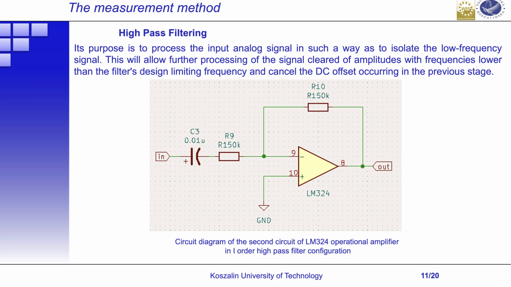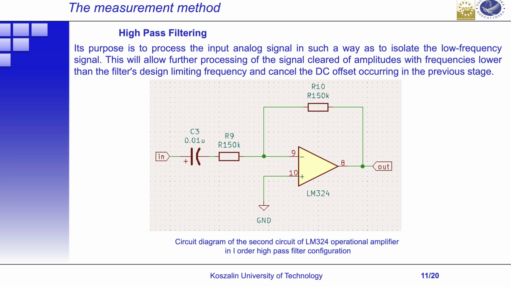Its purpose is to process the input analog signal in such a way as to isolate the high-frequency signal. This will allow further processing of the signal cleared of amplitudes with frequencies lower than the filter's design limiting frequency and cancel the DC offset occurring in the previous stage. In the present design, a first-order active filter without gain was chosen.